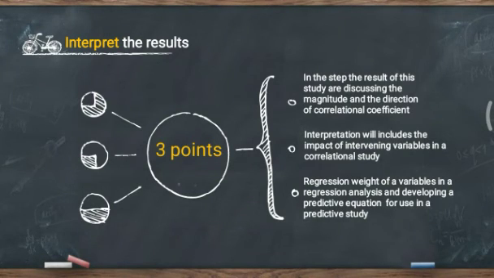While about interpreting the results, there are 3 points. First one, in this step the results of the study are discussed, including the magnitude and the direction of the correlation coefficient. And the interpretation will include the impact of intervening variables in a correlational study. And the last, regression weight of variables in a regression analysis and developing a predictive equation for use in a predictive study.